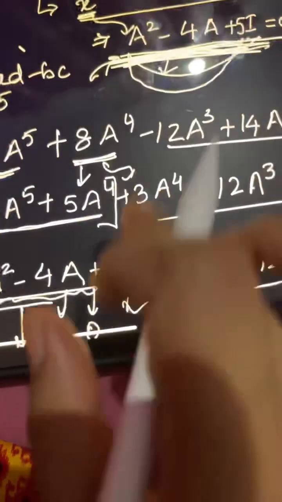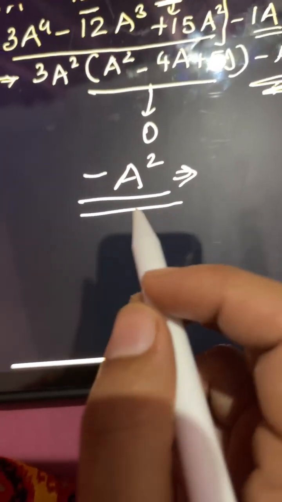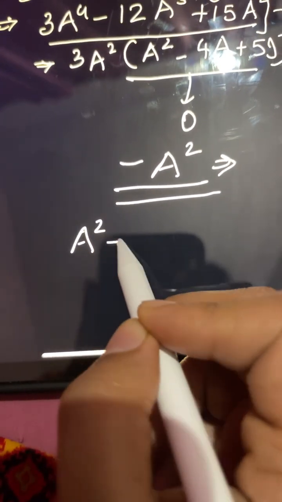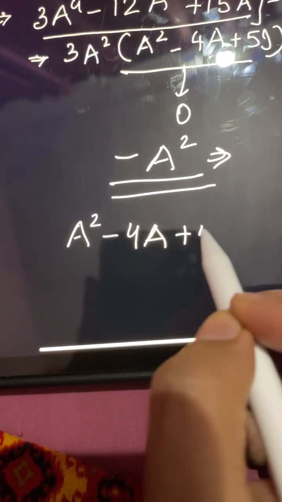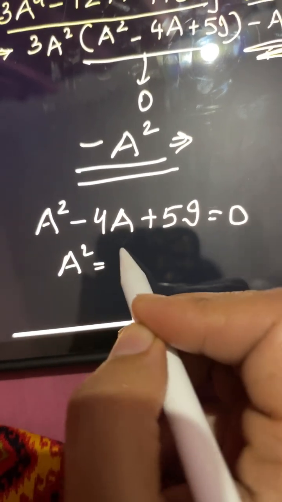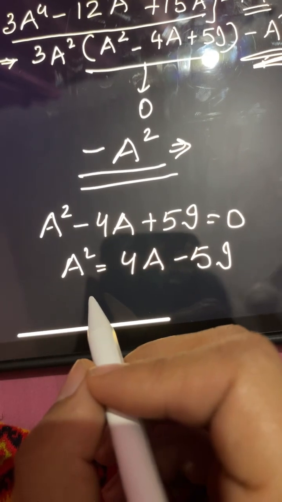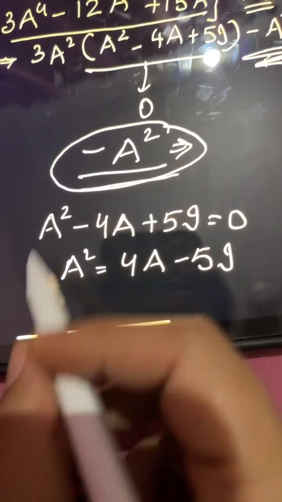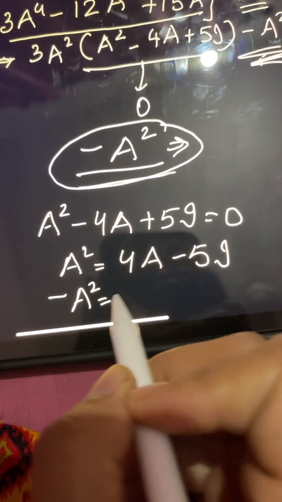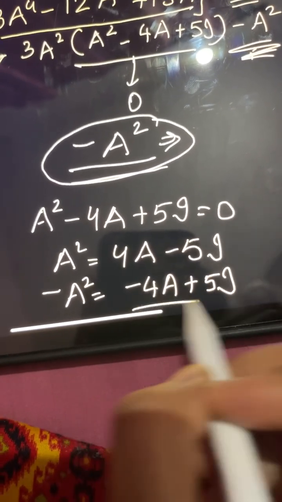नाउ लेट्स गो बैक टू द सेम इक्वेशन। ए स्क्वायर माइनस 4a प्लस 5i इज 0, तो ए स्क्वायर, let's just give it a minute, okay? So a square minus 4a plus 5i is 0. यहाँ से a square का value we can find out like this. उस तरफ ले जाओ and you will get this. Now here we are getting minus a square. What is minus a square now? Just take out minus sign, and this becomes your answer, right?